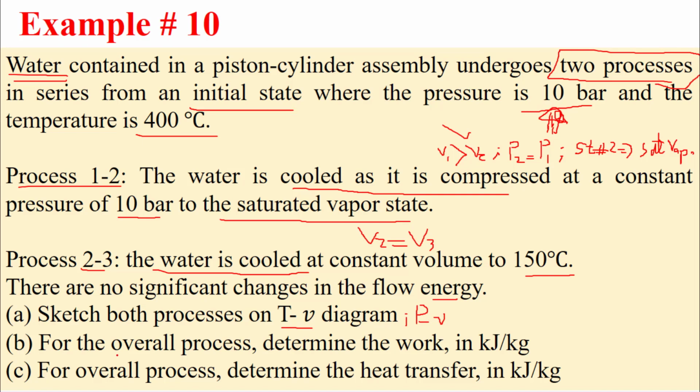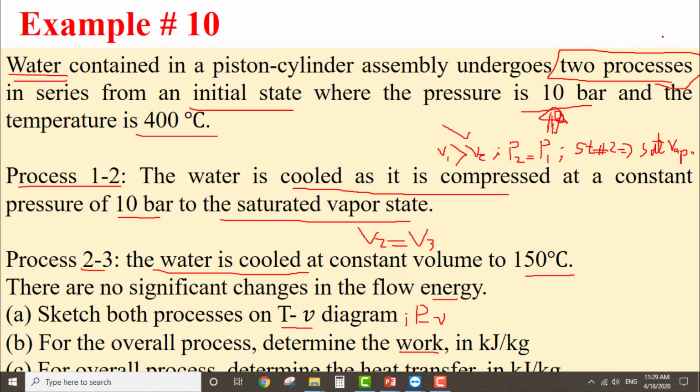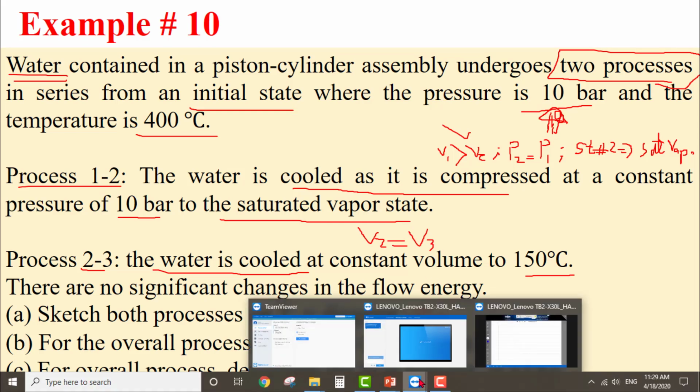For the overall process, determine the work from process 1 to 2, work from process 2 to 3, the net work. For the overall process, determine the heat transfer. So we need also to find Q1 to 2 and Q2 to 3. Let's move to the solving board and try to solve this problem.